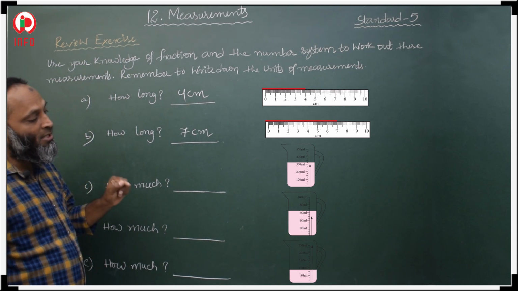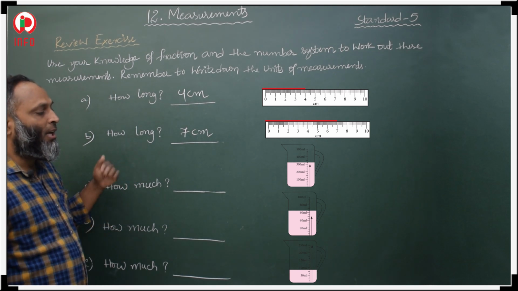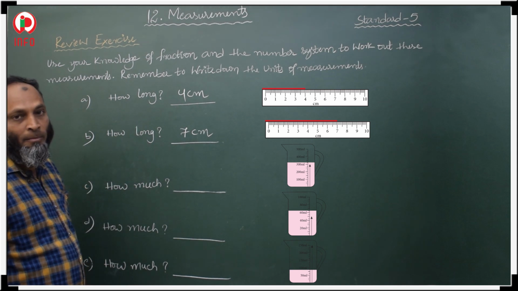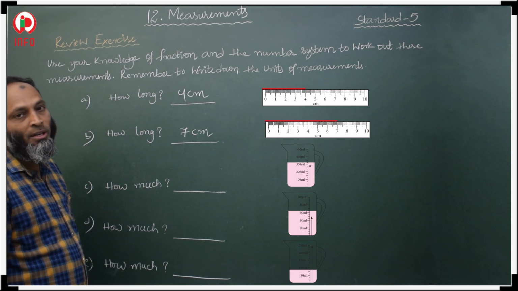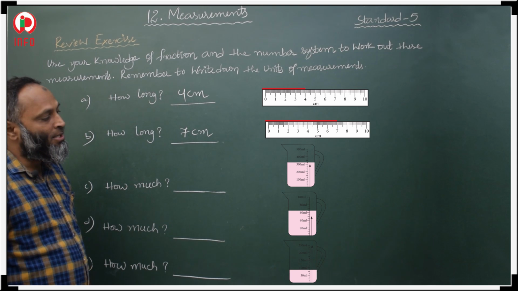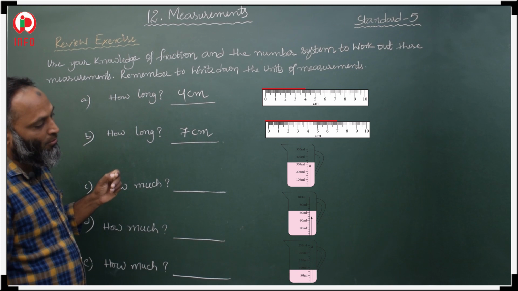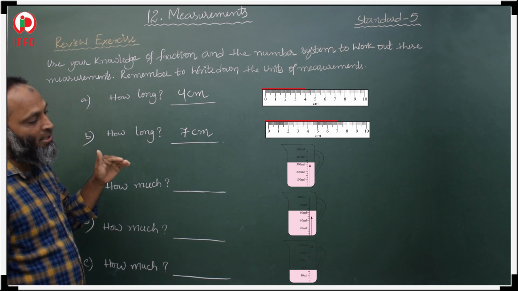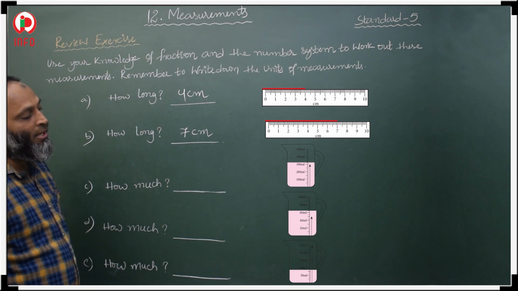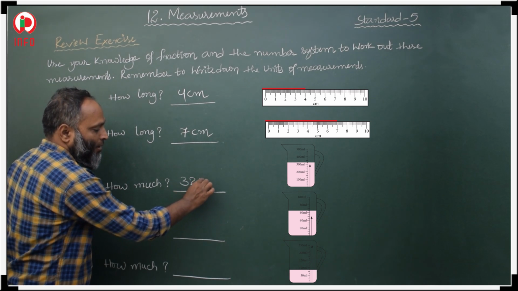One small line contains 25 ml: 25 plus 25 is 50, 50 plus 25 is 75, 75 plus 25 is 100. Every line we should increase by 25 ml. So here, after 300, there is one small line, and the liquid level is up to that mark. So the level of the liquid is at 325 ml.